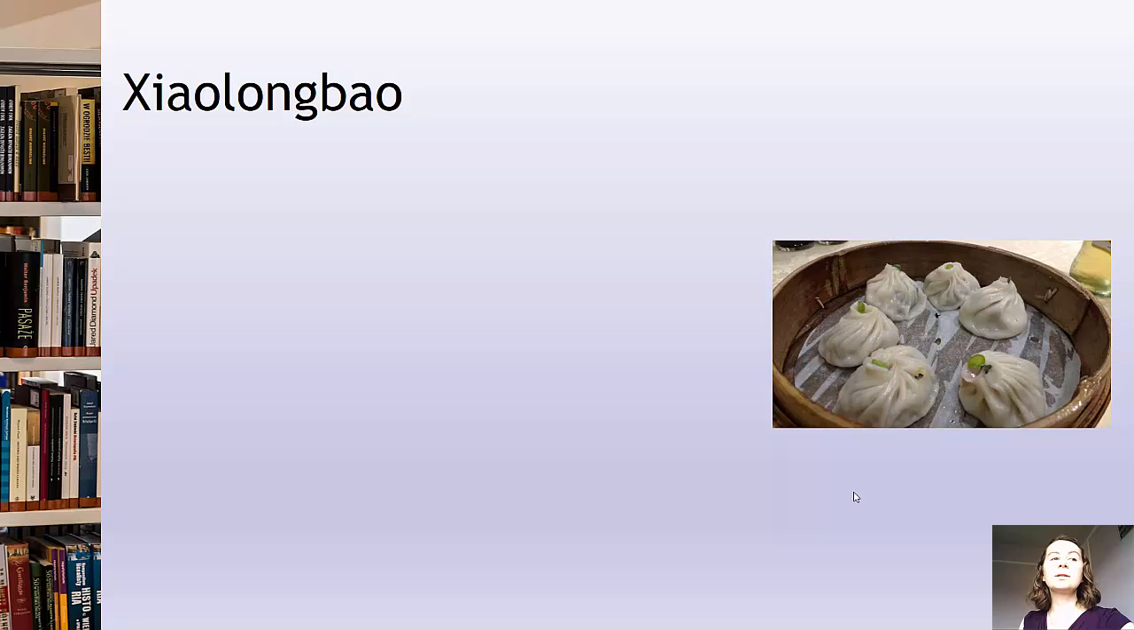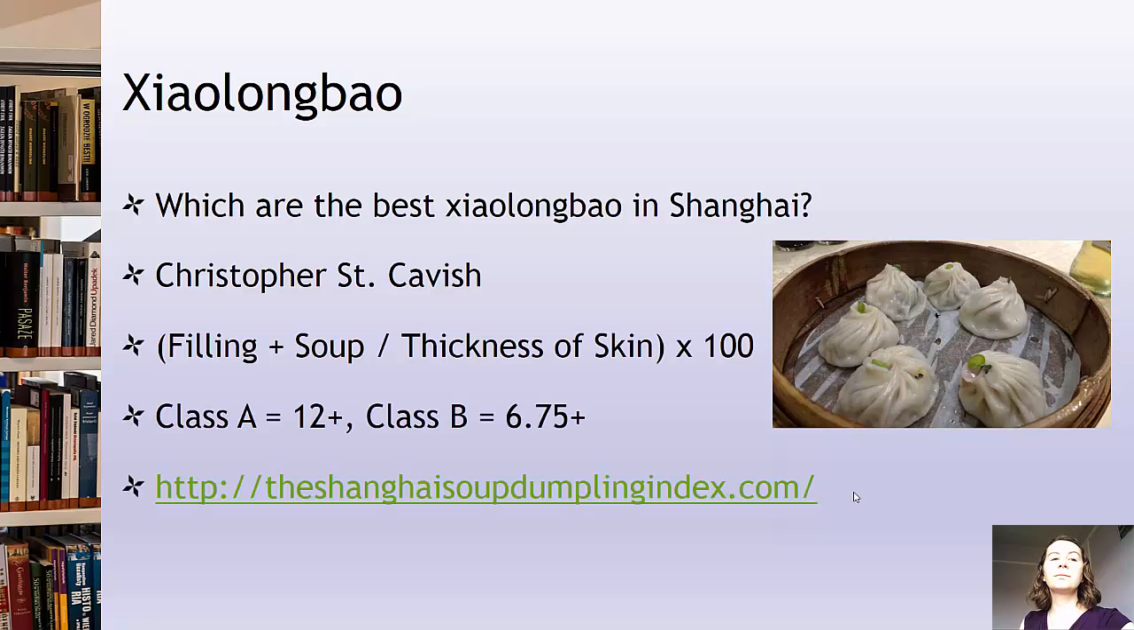How would I find this out? I'd need to start thinking about what I meant by the best. Would I want an objective approach and so look for something that could be measured? That's the method used by Christopher St. Cavish, who decided that the best dumplings are those that have a thin wrapper and a large amount of soup and filling.